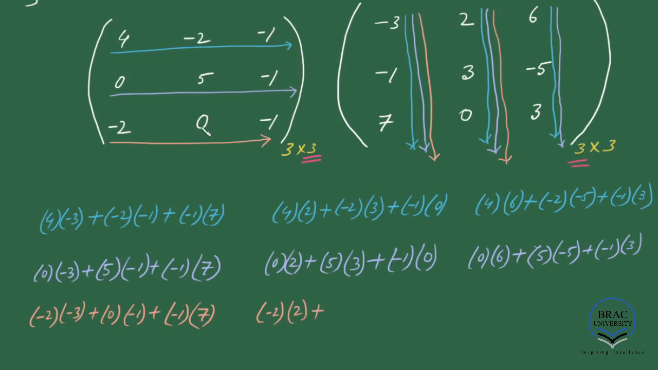The next term, the second entry of this selected row, which is 0, and the second entry of this newly selected column is positive 3, plus the third entry of this selected row, which is negative 1. This will get multiplied with the third entry of this selected column, which is 0.